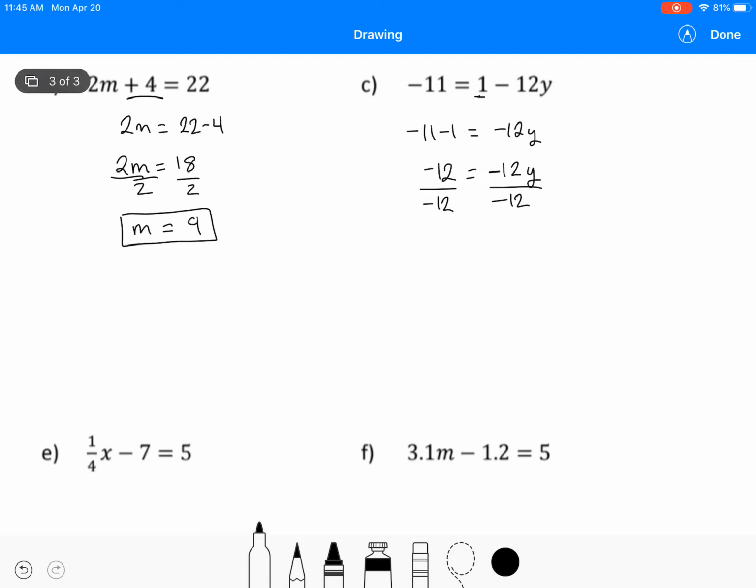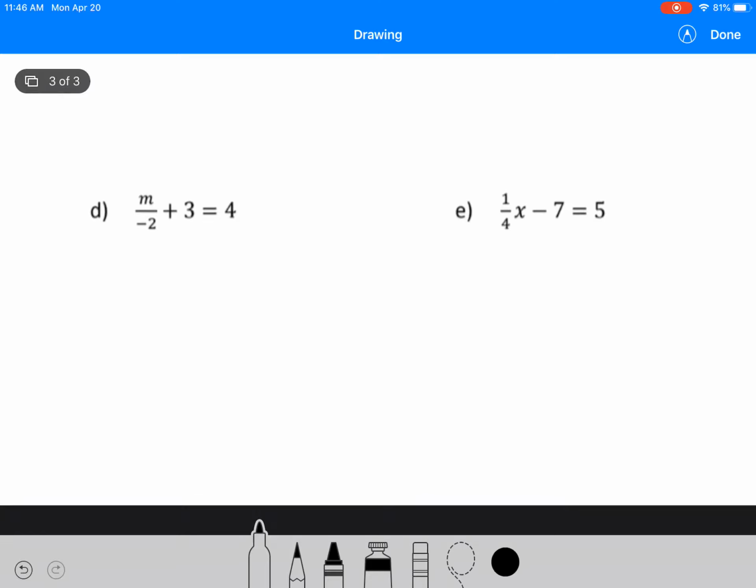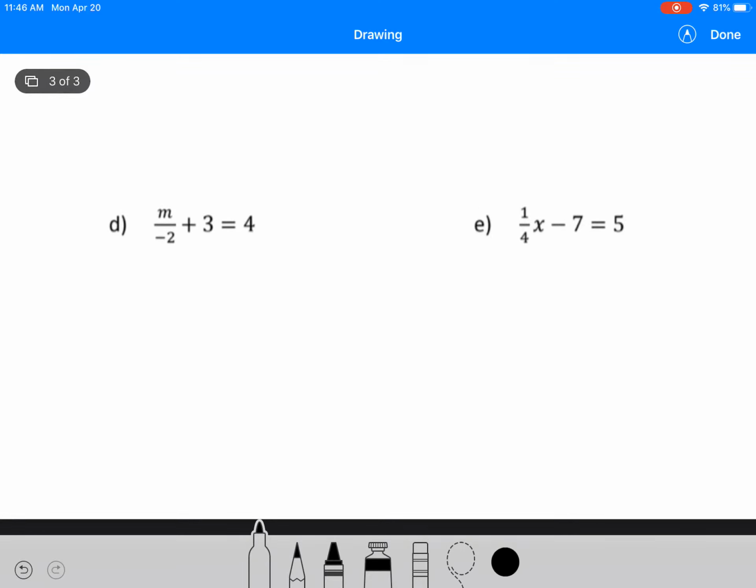And we know that negative 12 divided by negative 12 is positive 1. And there we go. All right, 3 left. Now, we have m divided by negative 2 plus 3 equals 4. Again, always starting with the addition or subtraction. So the plus 3 is going to move to the other side and become 4 minus 3, or m over negative 2 equals 1.